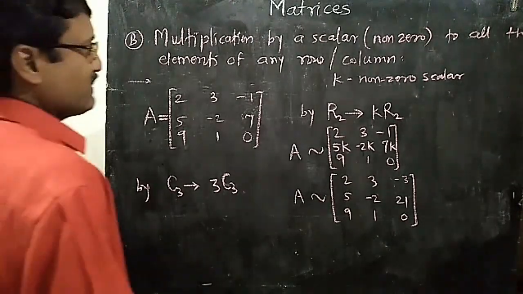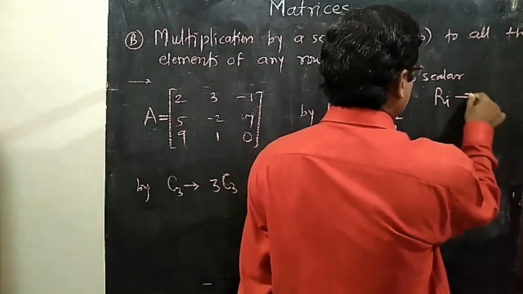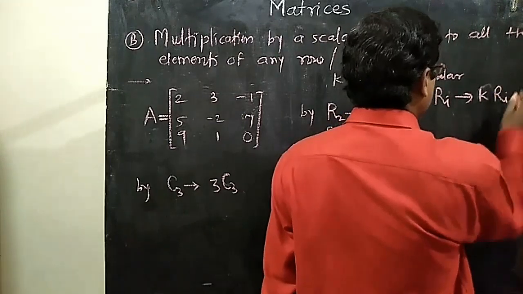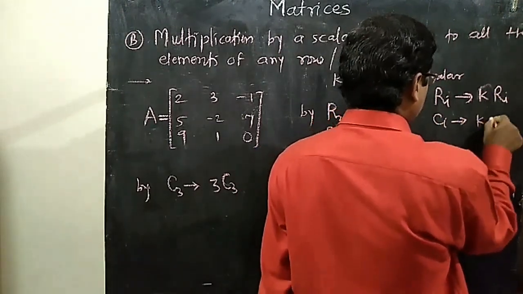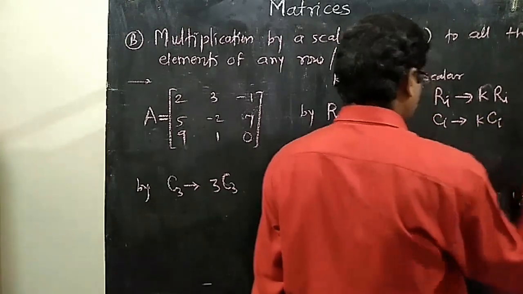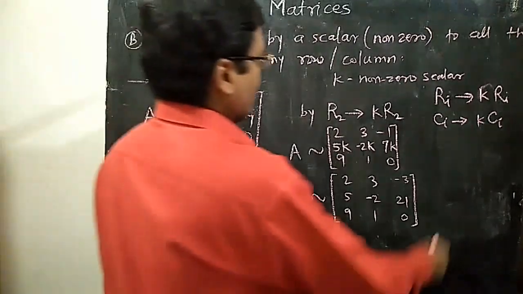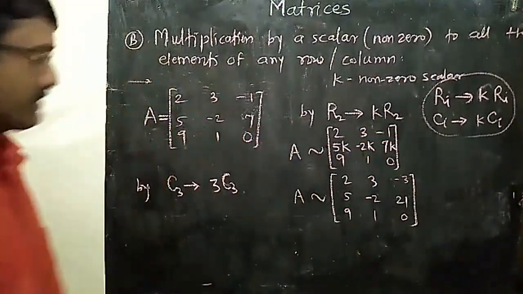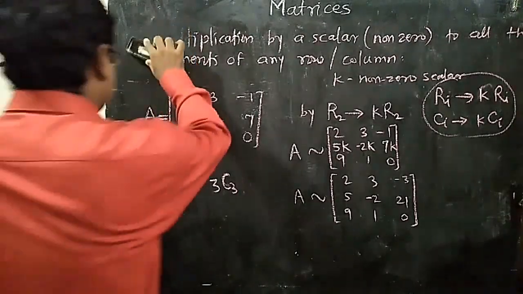In general, we write this as Ri changed into K times Ri, or Ci changed into K times Ci, or we can take Cj. So this is the general symbol of representation of this operation. Let us see the third operation.